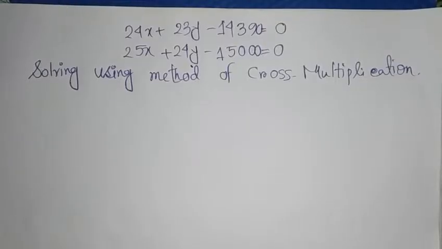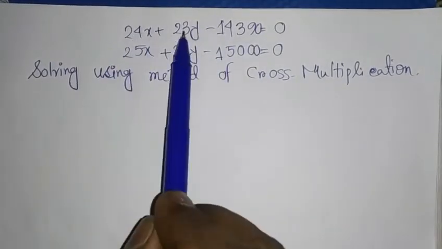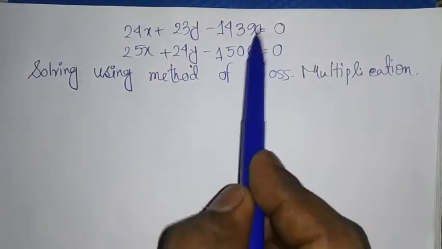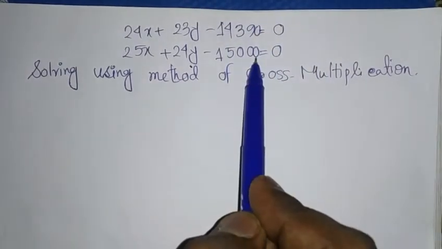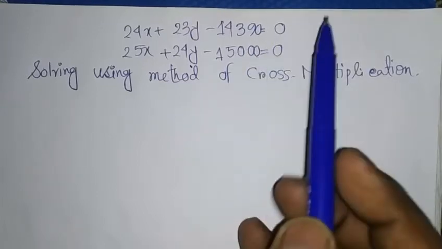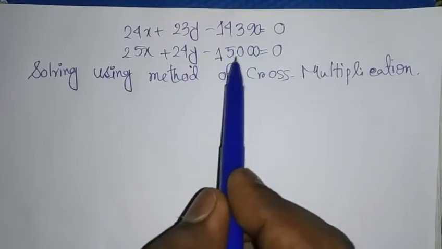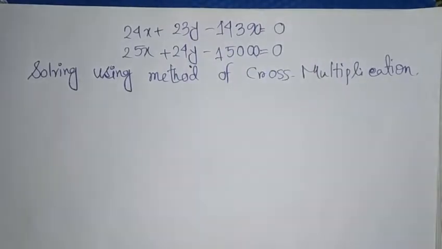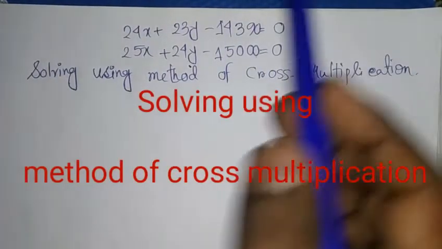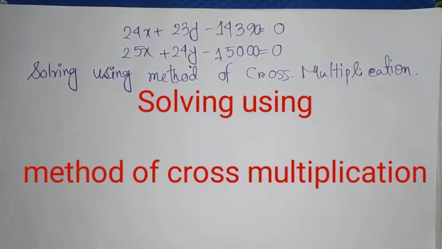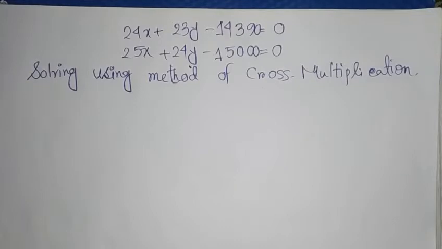From equations 1 and 2, we can write it like this: 24X plus 23Y minus 14390 equals 0. There should be one more 0. By mistake in the last video I forgot to put this 0. So the second equation looks like 25X plus 24Y minus 15000 equals 0. I am solving these equations using the cross multiplication method. You can use other methods also, like the substitution method or any other method you want. So let's solve it.